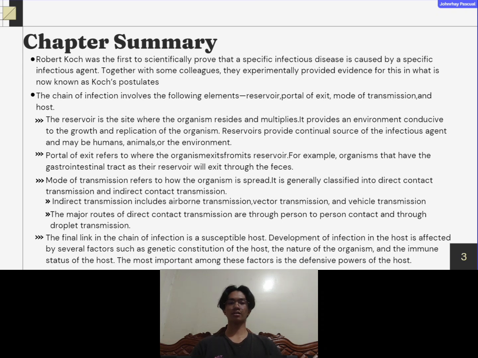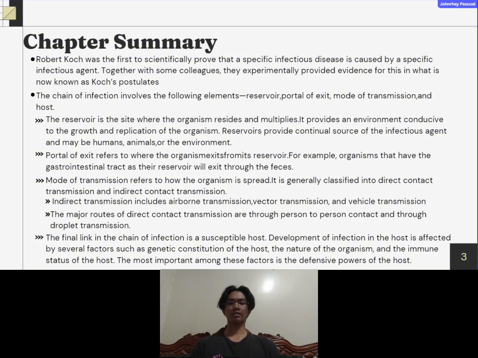The first element is the reservoir. The reservoir is the site where the organism resides and multiplies, providing an environment conducive to the growth and replication of the organism. Reservoirs provide the continual source of infectious disease and may be humans, animals, or the environment. In other words, isipin nyo lang na ito yung home ng germs organisms.